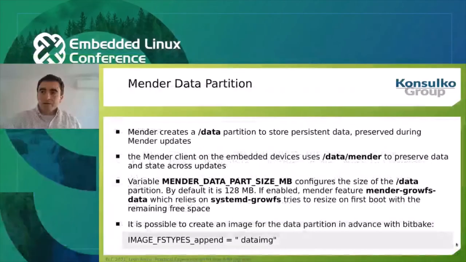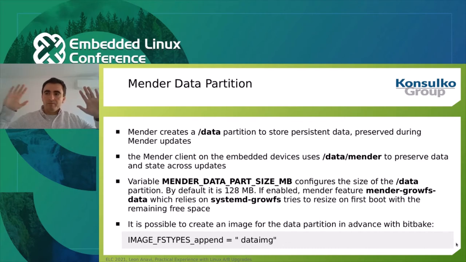Now let's have a look at the Mender data partition. As I said, by default we have A and B partitions, but the information on these partitions is wiped out each time we apply an upgrade. So in order to keep some information persistent through updates, Mender has a specific directory, a whole partition, the data partition. It stores persistent data preserved during Mender updates. The Mender client itself, which is running on the embedded devices, uses /data/mender to preserve data and state across updates for its own usage.